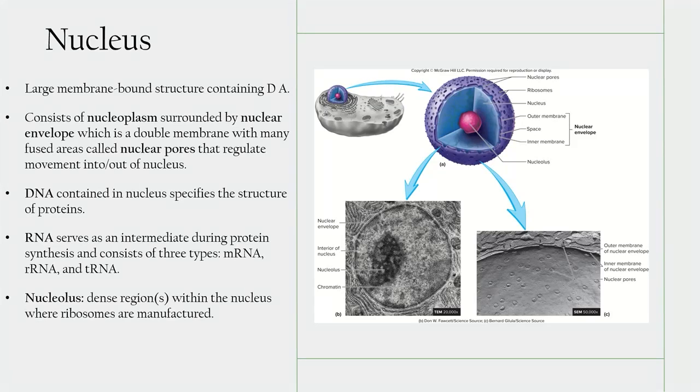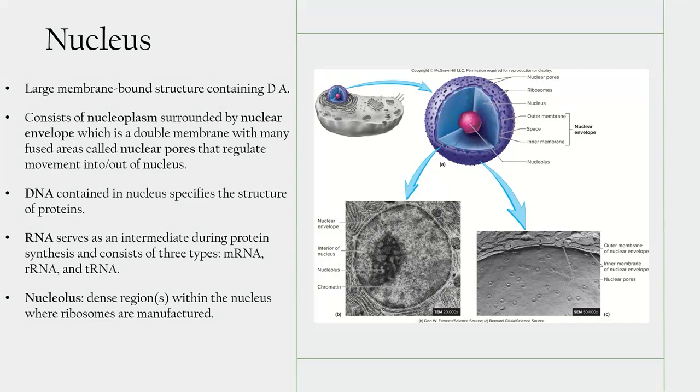So the nucleus has its own liquid suspension called the nucleoplasm that's engulfed and enclosed by the nuclear envelope, which is a double phospholipid membrane layer. So it's 4 phospholipid layers.